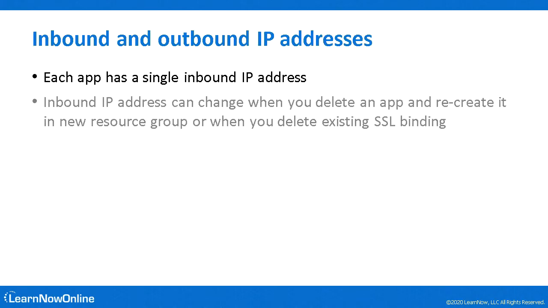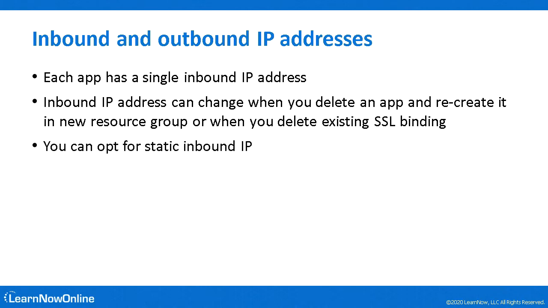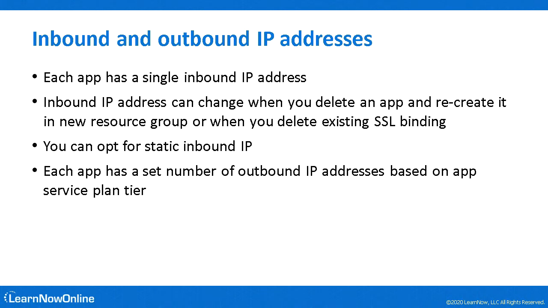Every app has a single inbound IP address, and this inbound IP address can change when you delete an app or you recreate it in a new resource group. Even when you have configured your SSL and TLS integration with your app, if you delete that existing SSL binding, then also your inbound IP address is going to change. If you want to keep the same IP, then you can opt for a static inbound IP. And remember, each app has a set of outbound IP addresses also, based on the app service plan tier. So when you choose the free tier, standard S1, or even the premium tier, different features are going to change, and how many outbound IPs you're going to have is also going to change based on that.